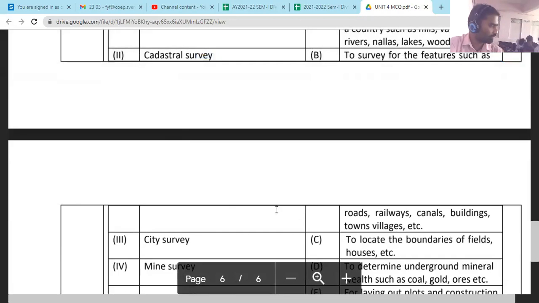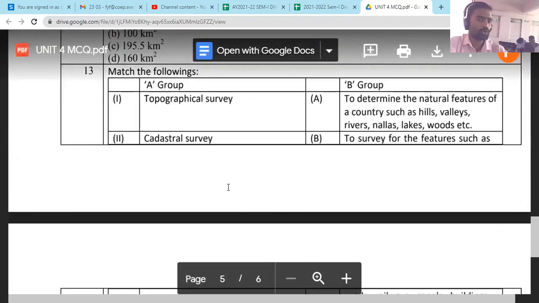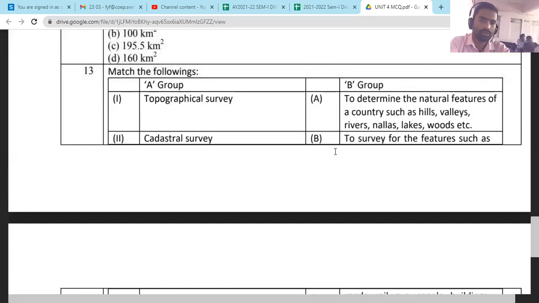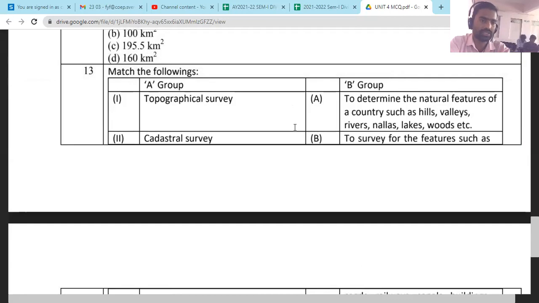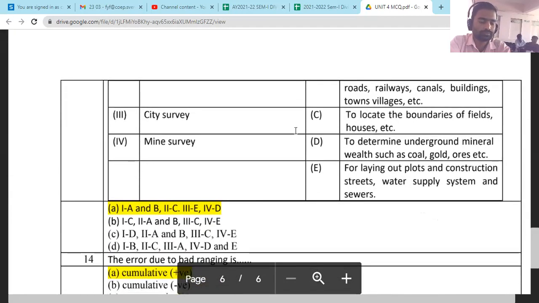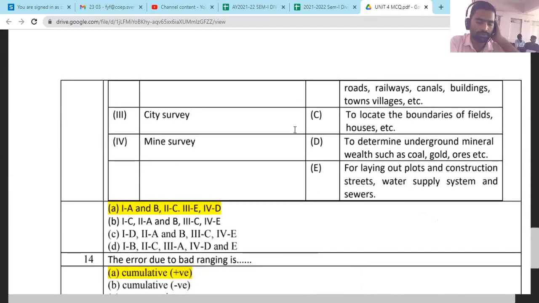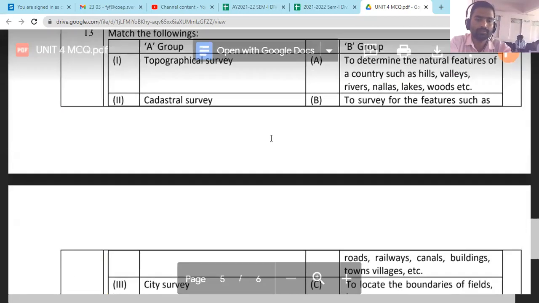All of you read on this one first. First read on the topographical surveying. Don't read the A and B. Write the definition of topographical survey. Yes, all of you read on this one. Topographical survey and its definition. The definition is A and B.